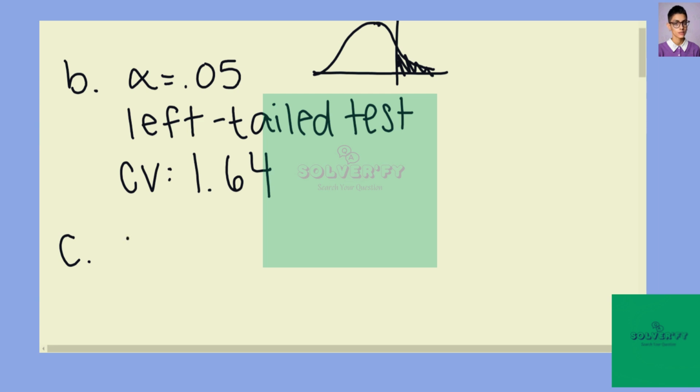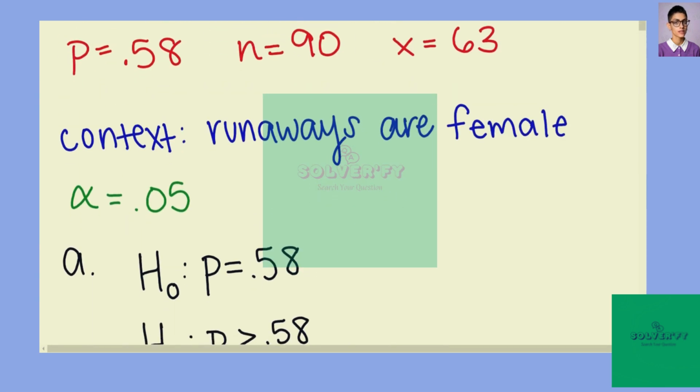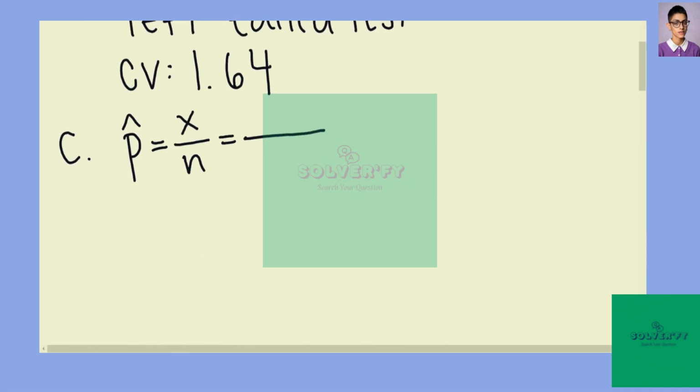Next we need to compute our test values. So first we need to find our p hat. And p hat is the sample proportion, and that's equal to x over n, or our result over our sample size. So we have x is 63 and n is 90. So our sample proportion is 0.7.